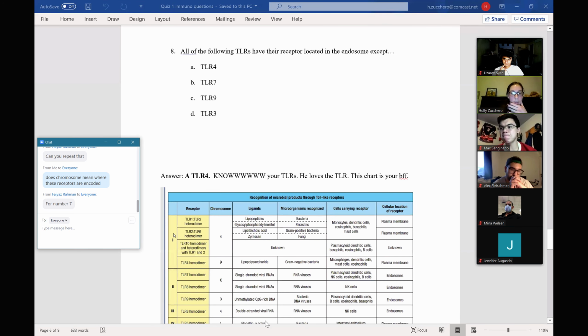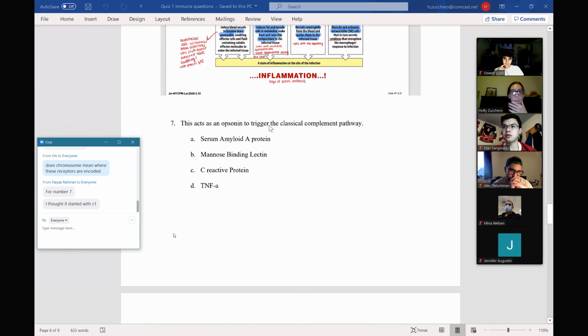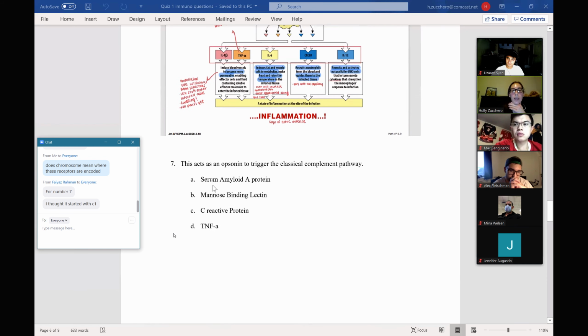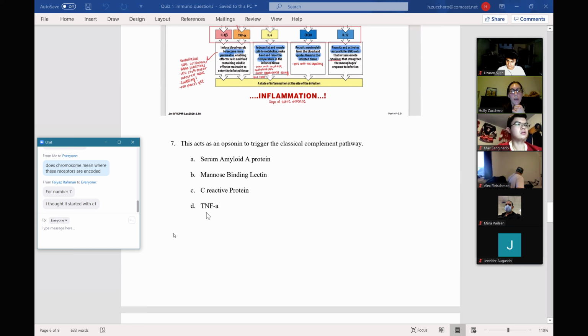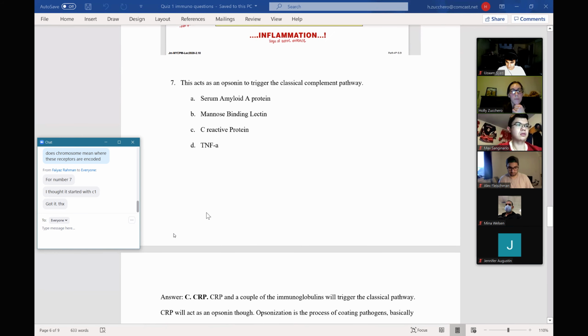And then the other question, for number 7, I thought it started with C1. So it does, but the part that's actually acting as the opsonin is C-reactive protein. I can show you guys that in the book if you want me to. Just remind me at the end. I'll attach the little clip from the book. Got it, thanks.